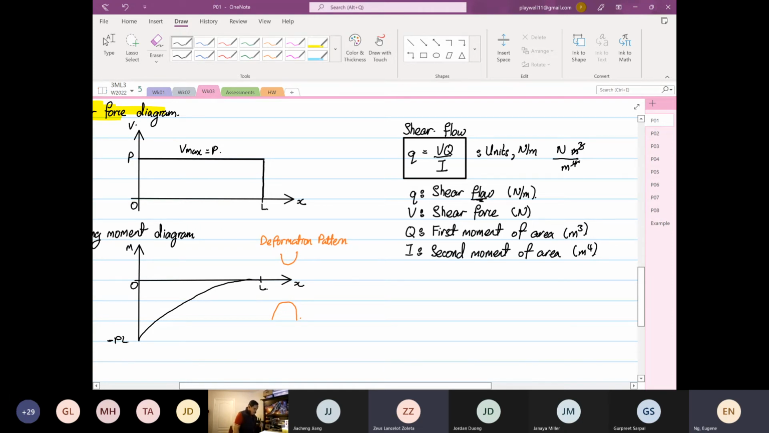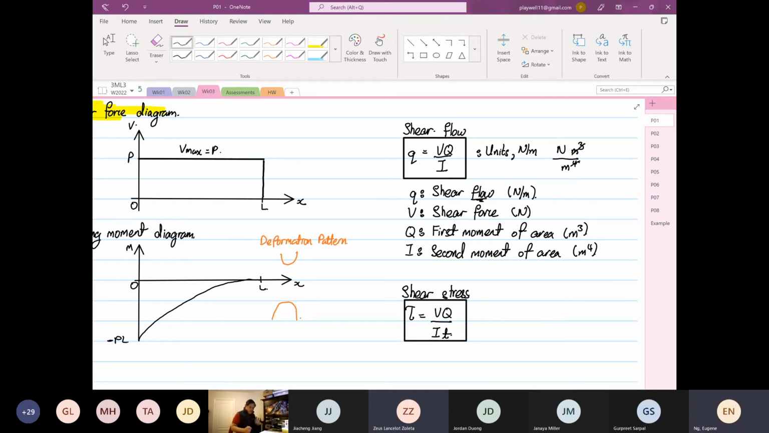Then there's another term I want to introduce to you. It's known as the shear stress. So the formula for shear stress, tau is our shear stress, is exactly the same as you see on top. So VQ, and just divide by I and T. As I said, it's exactly the same.